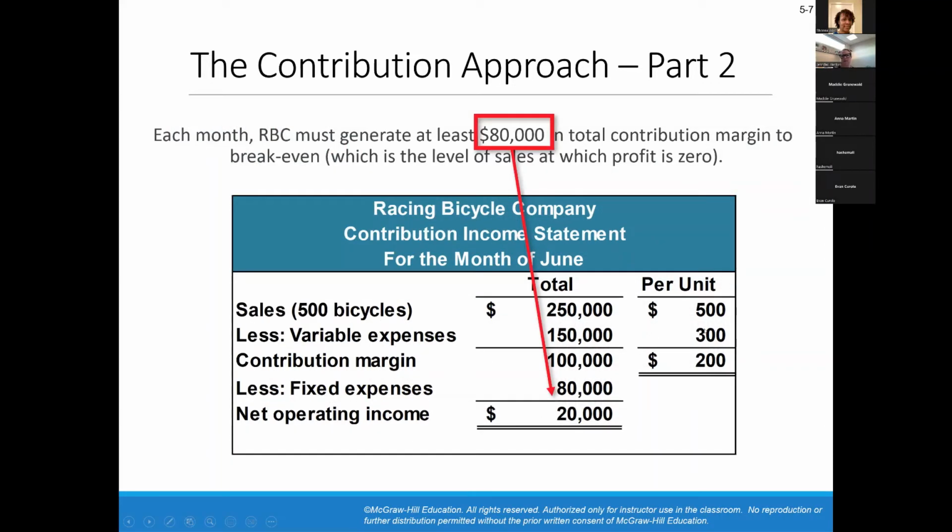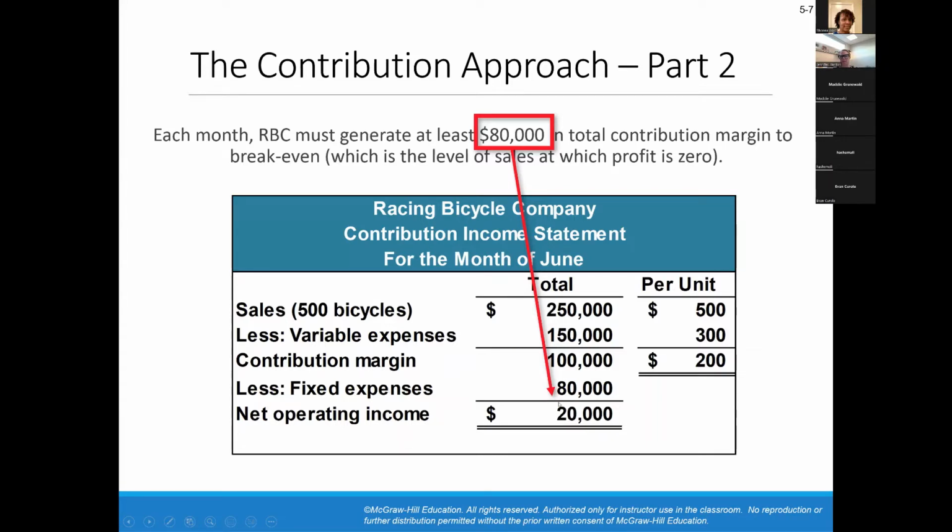All right, then it says each month they must generate at least 80,000 because that's the fixed expense. And in order to break even, they have to at least sell enough units to cover that 80,000 in fixed expense, because that's not going to change. That's what it stays each month. And so if we're not selling enough and we have those fixed expenses and you start losing money, well, then you may need to make some adjustments.